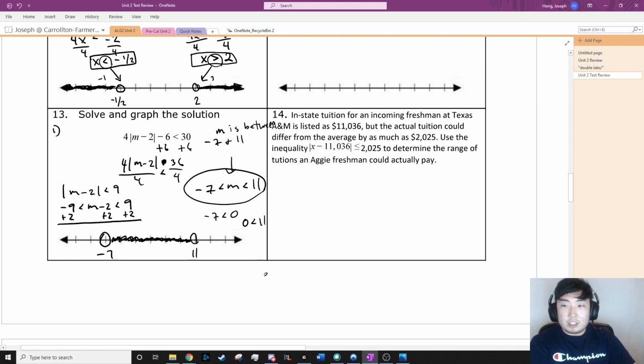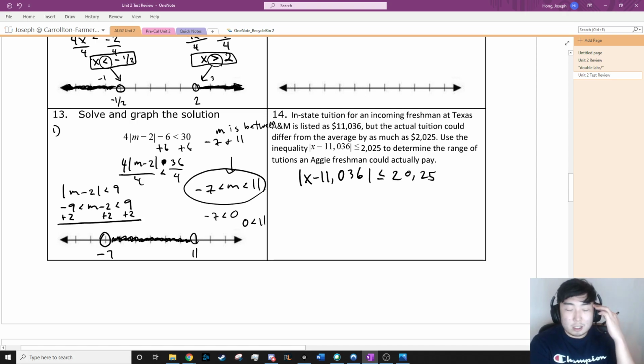So they're saying that this equation right here is portraying how much an Aggie can pay. So really, this question is saying that you have this inequality, figure out how much a person is going to pay if they went to A&M. An Aggie is like a Trojan, because you go to Newman Smith High School. That's our mascot. So A&M, they call themselves Aggies.